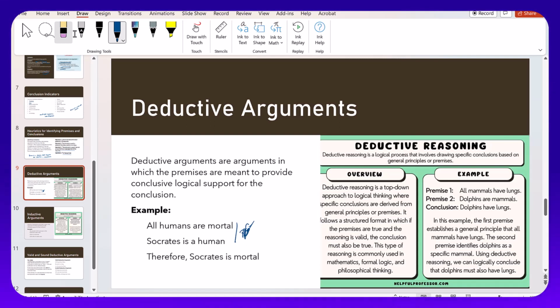Versus an invalid deductive argument: all dogs are mammals, all cows are mammals, therefore all dogs are cows. Right? That doesn't work. Even if you accept all dogs are mammals and all cows are mammals, it doesn't work. It's an invalid argument because the conclusion is not the logical conclusion of those statements. Just because two different animals are mammals doesn't mean they're the same animal. And that's what that argument is saying.